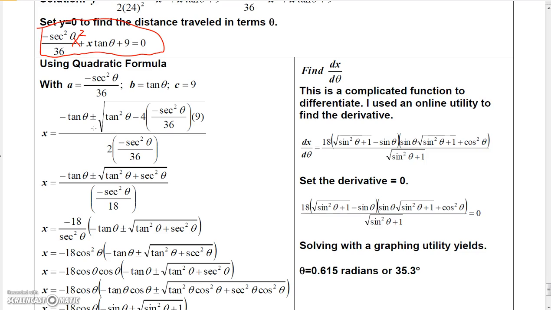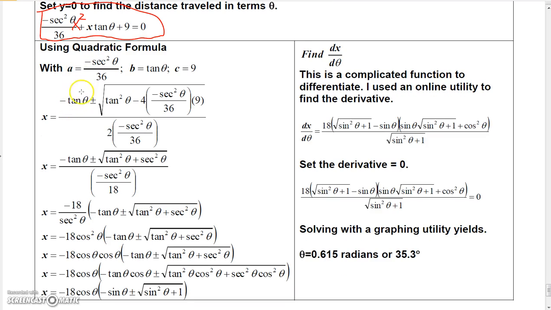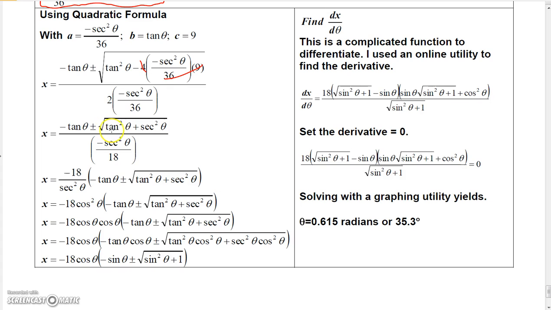Now, if you apply the quadratic formula here, you'll get minus b, which is, of course, minus tangent, plus or minus the square root of b squared, so tangent squared, minus 4 times a times c, and then all over 2a. Now, notice that 4 times 9 is 36, so that will cancel with this 36. So basically, those factors cancel. And then I have minus a minus, which makes it a plus. So in the radical, I'm just going to have tangent squared plus secant squared.